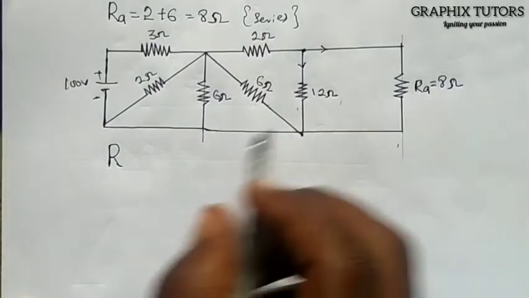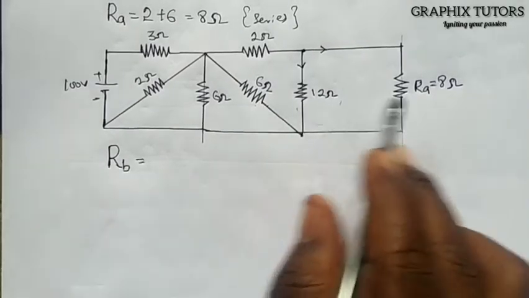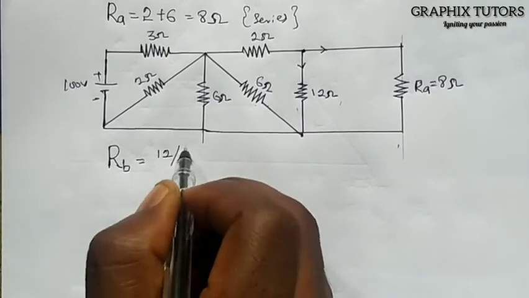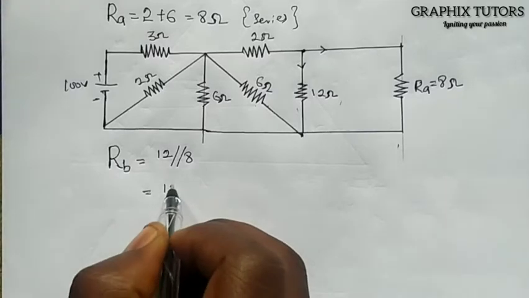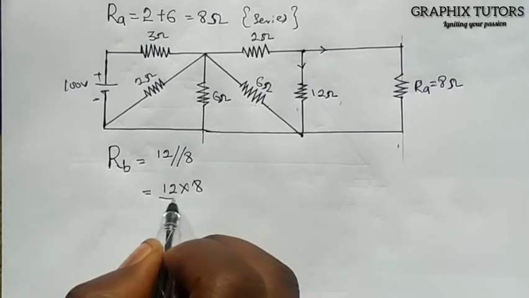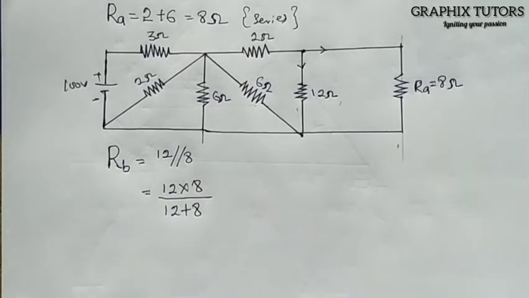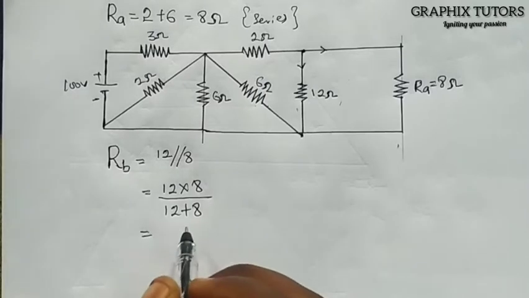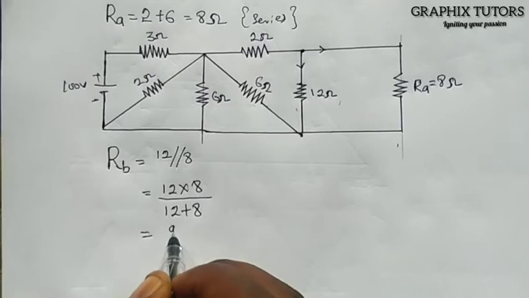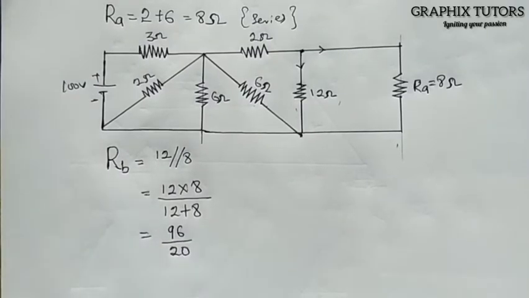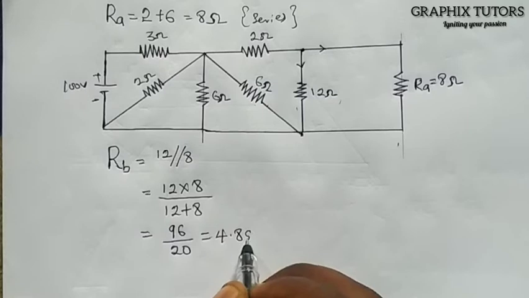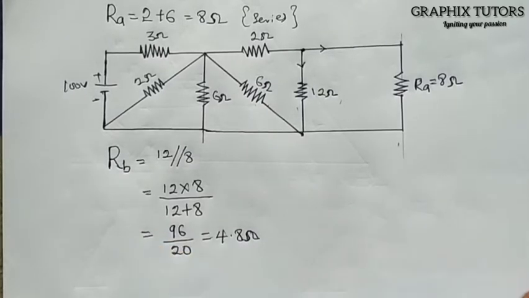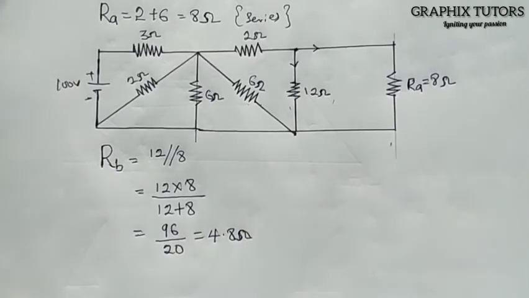We represent this using RB. Now look at my RB, these two are in parallel, so I'll say my 12 is parallel with what? My 8, right? My 12 ohm parallel with my 8 ohm. So I'm going to write it as the 12 multiplied by the 8 all over what? The 12 plus the 8, right? And this will give us 12 times 8, so we have 96 all over 20. Divided by 20, I'll be having 4.8. So this will give us 4.8 ohms, right?